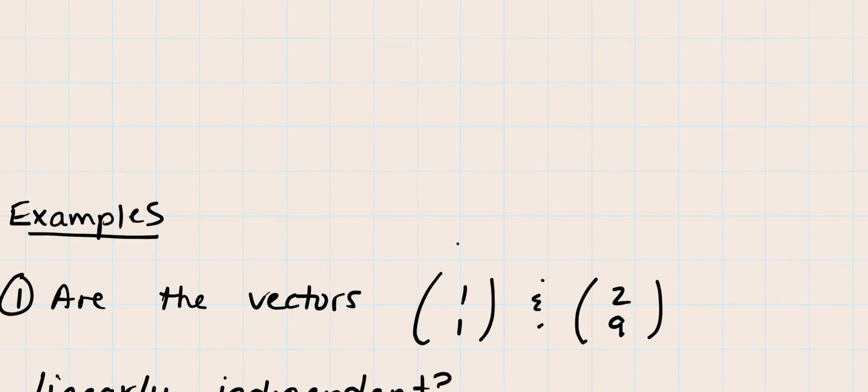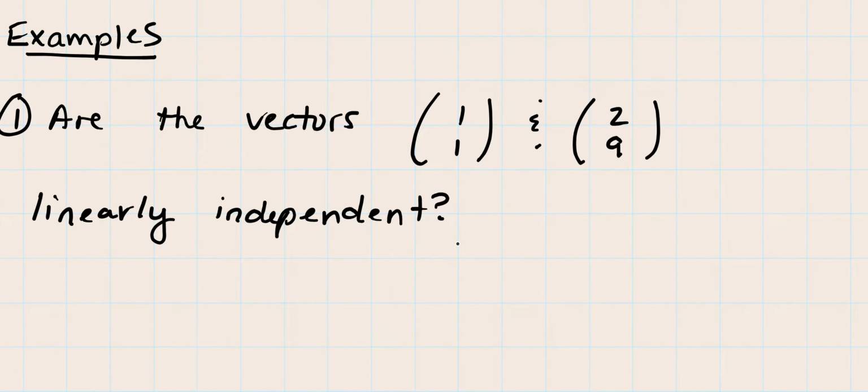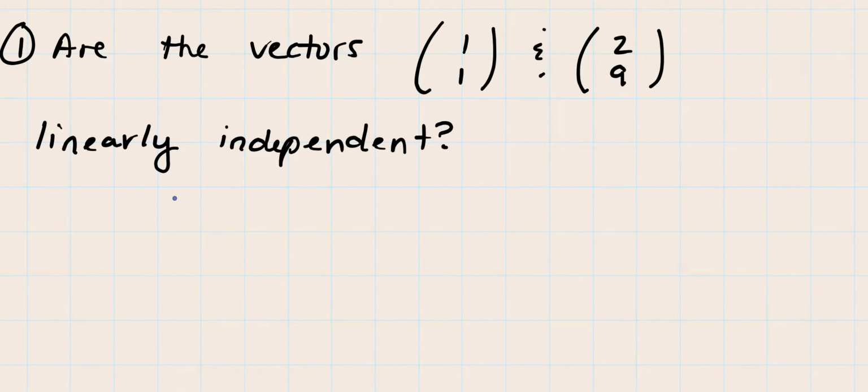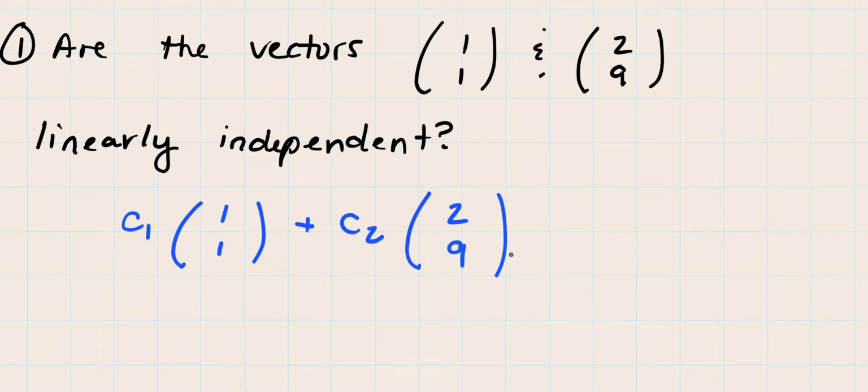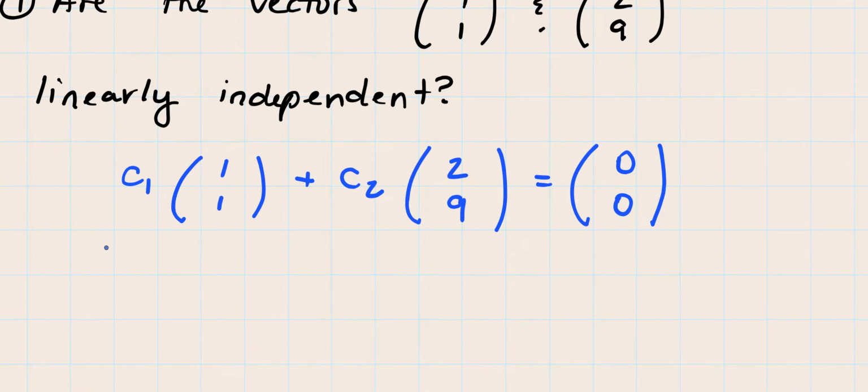Let's look at an example. Here I have two vectors in R2, and I want to know if they're linearly independent. So what I'm asking is, can you find a C1 and a C2 that are non-zero, or at least one of them is non-zero, that when you sum these two together, you get the 0 vector? So this is the same thing as asking, what are the solutions to this system?